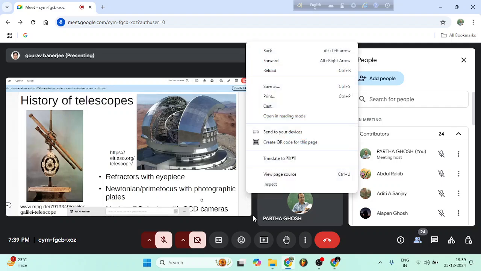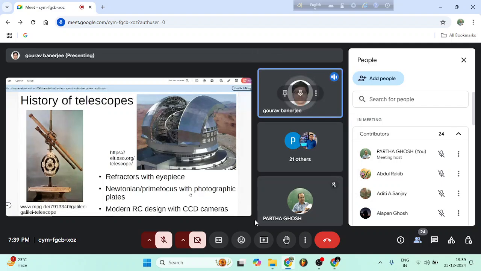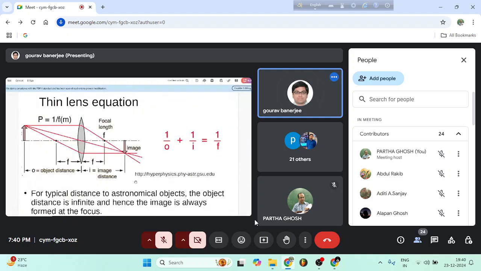At the same time, I would also like to impress upon you that it's not that refractors have gone out of business. They are still there. In fact, the refractors that you can buy today are much better than what Galileo had. Similarly, you can buy much better Newtonian telescopes today than what was available in Newton's time. So there has been tremendous progress in the quality of telescopes available to astronomers in all types of telescopes.